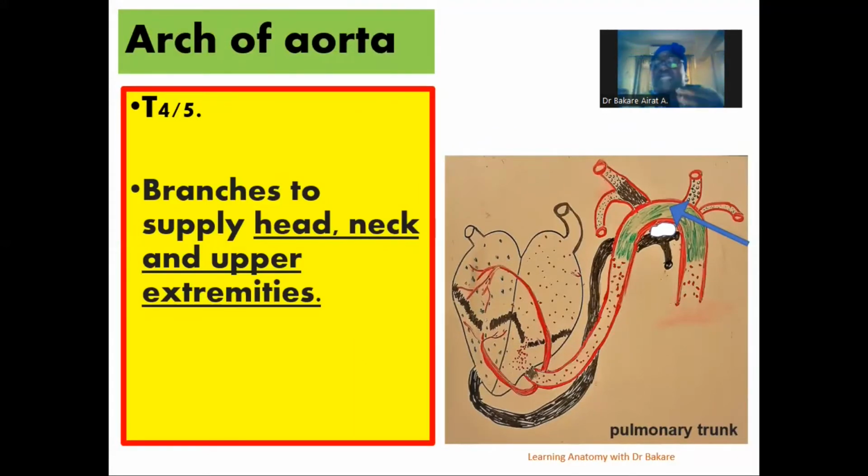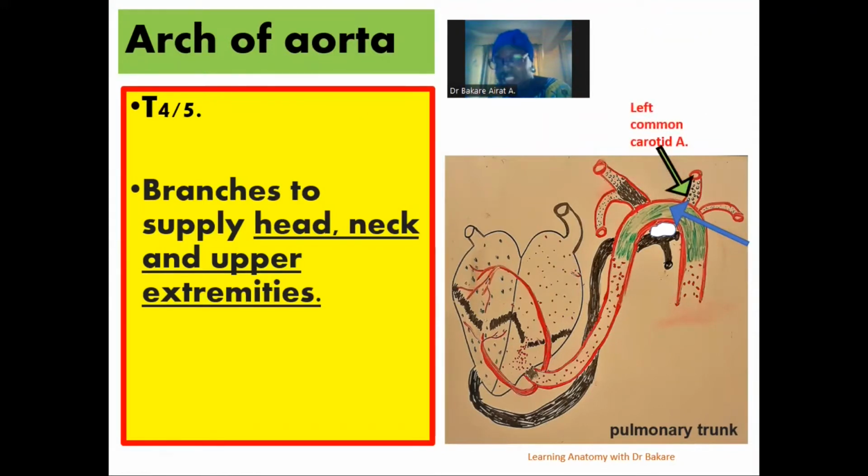Those are the regions that are seen above the arch, and of course, they also need to be supplied with oxygen and nutrients. So the arch gives off three emergences to supply these regions. The first emergence on the left is the left common carotid artery. Also on the left side, we have the left subclavian artery. This left subclavian artery will go to the upper limb, while the left common carotid artery will go to the head and neck region. You can see that they are already positioned to supply the head and neck region and also the upper limb.